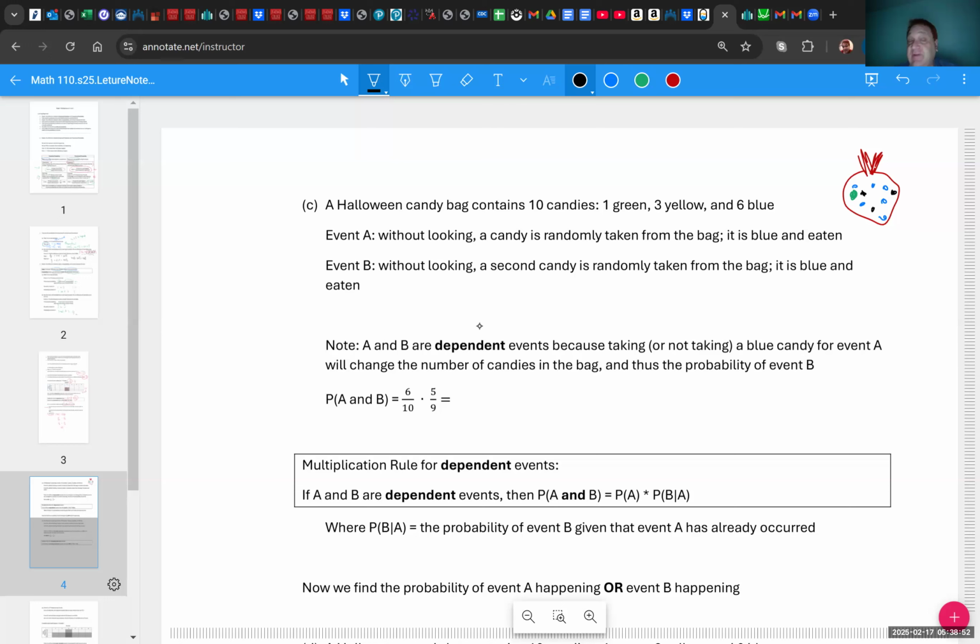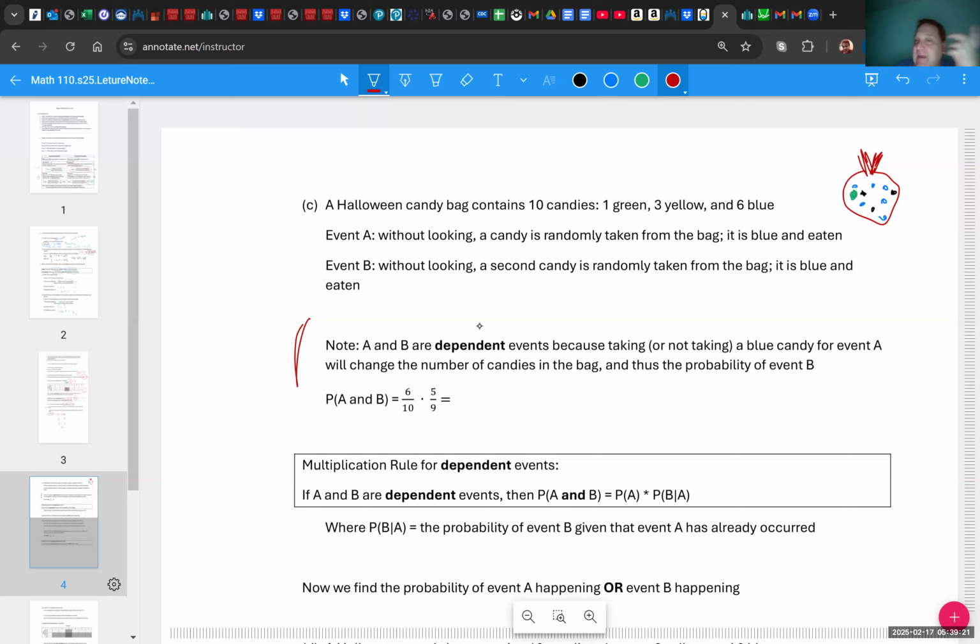Now, I want to distinguish between this event and the previous event. A and B are dependent events. Why are they dependent? Because if event A happens and I get a blue candy my first time and I eat it, there are now only 9 candies left in the bag. And in fact, of those 9 candies, only 5 of them are blue because I ate one of them, right?